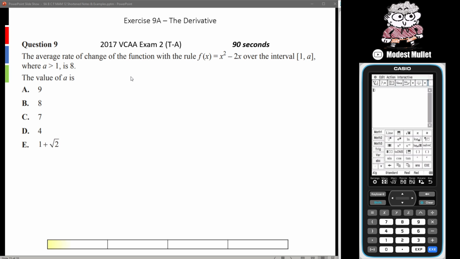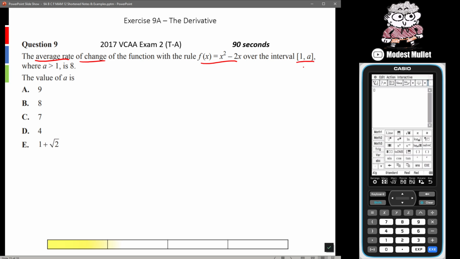The average rate of change of the function with the rule f of x is equal to x squared minus 2x over the interval 1, a, where a is greater than 1 is 8. Find the value of a. Multiple choice. So it's average rate of change, so it's not instantaneous. There's a function over the interval 1 to a.